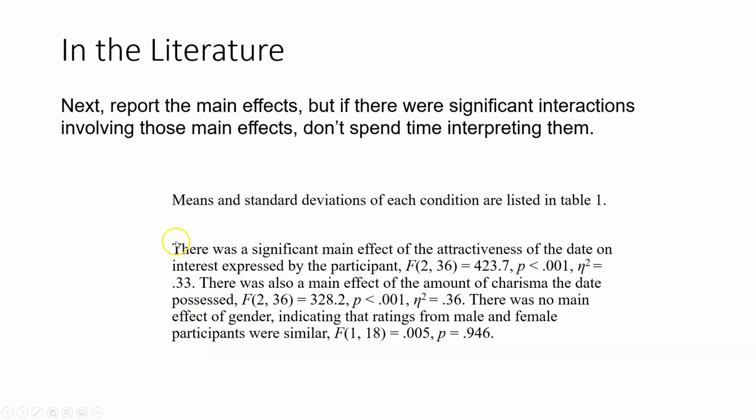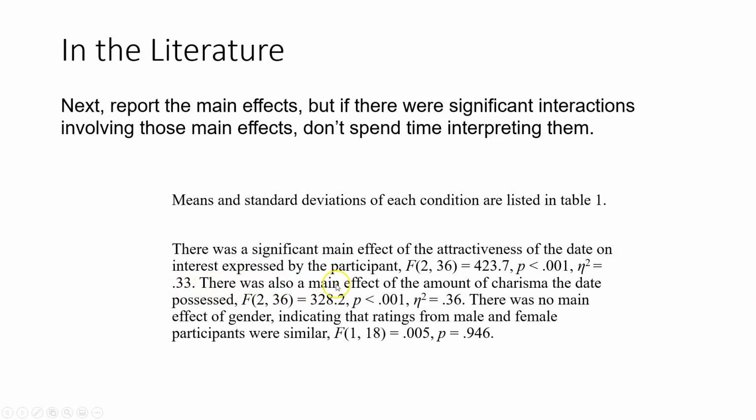In the last slide, we are going to report here in this paragraph also the results of the ANOVAs and the effect sizes, but we're not going to interpret these here at the outset. So we would say something like there's a significant main effect of the attractiveness of the date on interest expressed by the participant, and then we list here the F statistic with its degrees of freedom and the actual F value. Then we put the p value after that, which was less than 0.001, and the eta squared effect, which was about 33% of the variability accounted for.